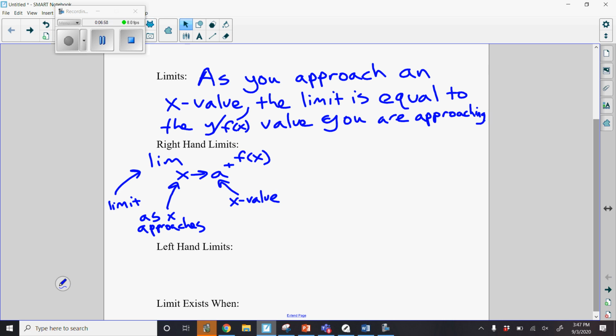Now, we use a as just kind of a general letter. The problems that we'll often be looking at will have numbers there. So a could be 3, or a could be 10, or a could be -4. So it says x approaches a, but this little superscript plus is very important. Plus tells us that we're approaching a from the right.